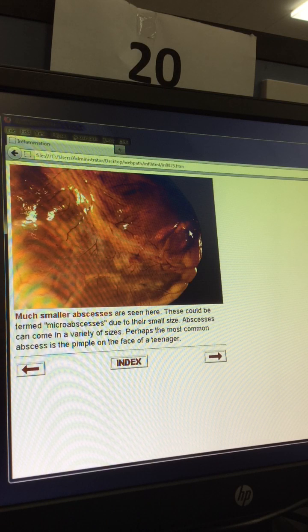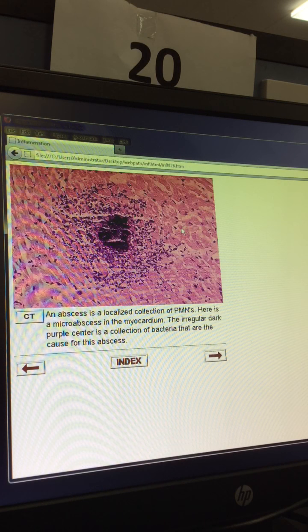This is a simple abscess, or micro abscess as we call it. Here is the myocardium, and we can see there is a collection of neutrophils surrounding a purple organism here. So this is the bacteria and this is the neutrophils surrounding it, trying to engulf or take off the organism.